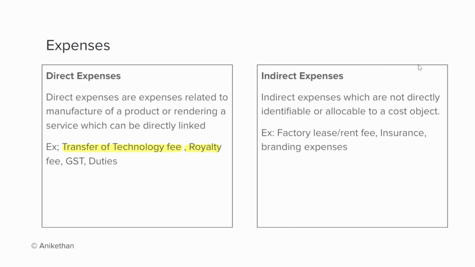So that is royalty. Indirect expenses are all other expenses like factory lease or factory rent, factory insurance, and branding expenses. All these are not necessarily for one particular product. They are for the organization, correct? The factory in which two or three variants of the cars are produced is not necessarily for one single product. Hence, these are all indirect expenses.